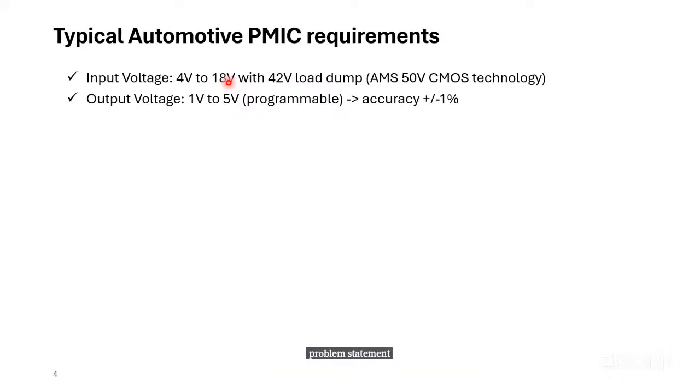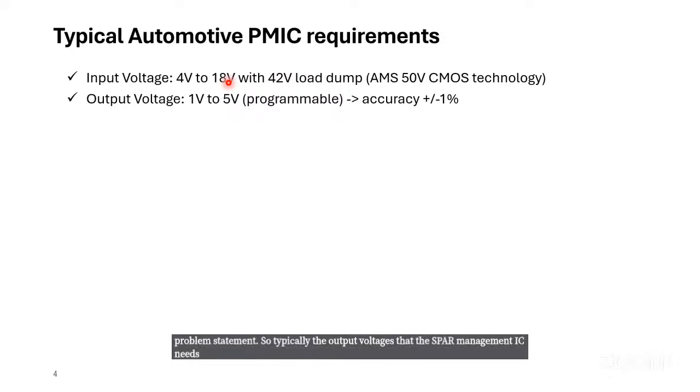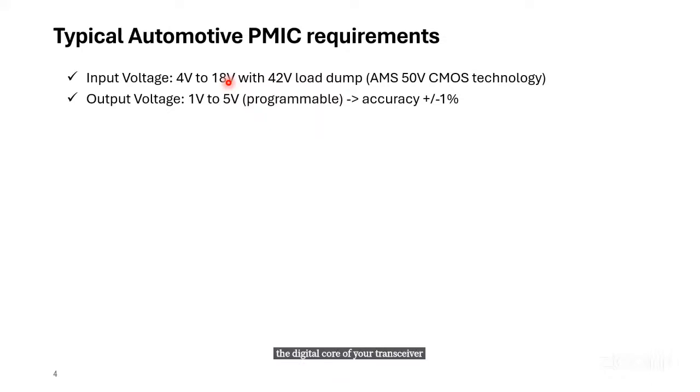So typically the output voltages that this power management IC needs can be anywhere between 1 volt to 5 volts. Let's say 1 volt if you're talking about the digital core of your transceiver, or you can have 2.5 volt or 2.8 volt if you're talking about the transmit side, or you can have more if you're talking about a microcontroller, a graphic processor, or an embedded system. You can have multiple voltages like 3.3 volt or even 5 volt sometimes in automotive.